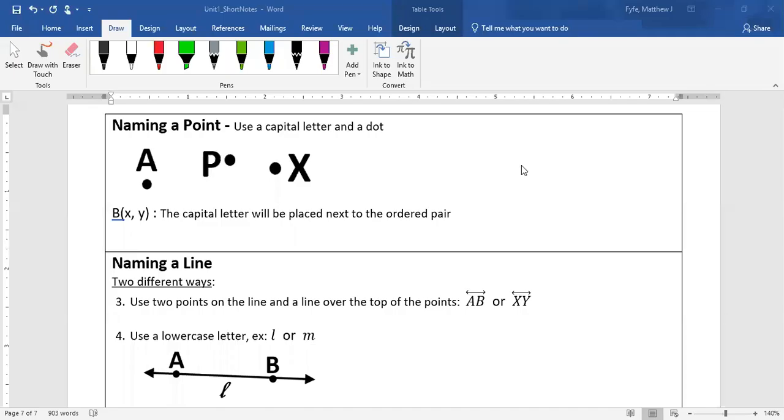All right, let's do some math. This is a quick little video here. This is about naming things, points, lines, and segments. Let's start with a point.